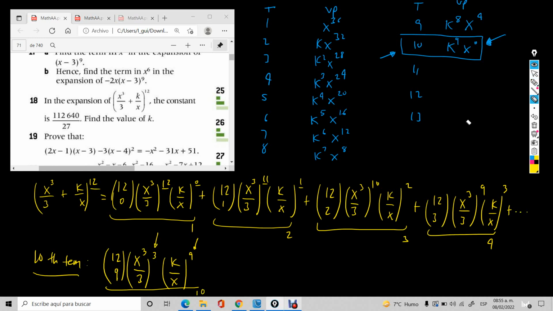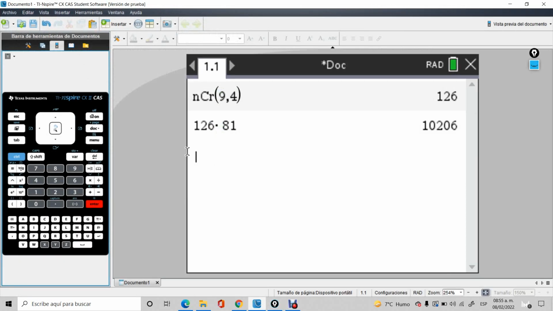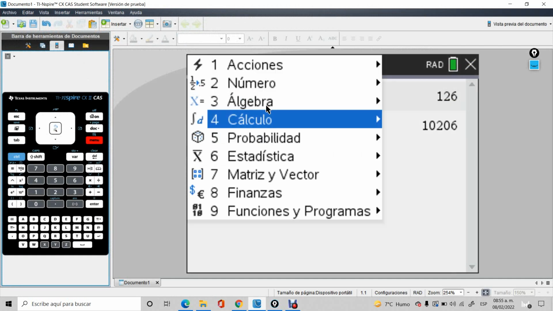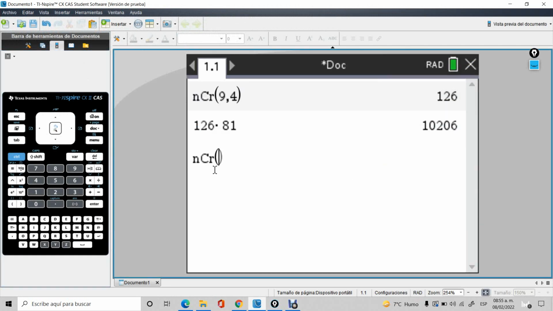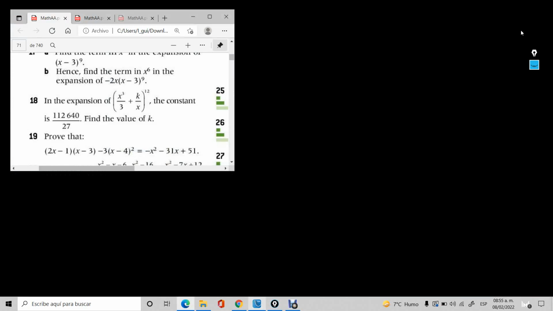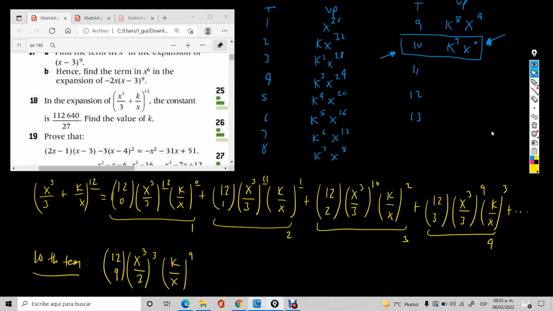So this is it. This is the term. This is it. Now it's just a matter of simplifying. 12 choose 9. Let's calculate that value. Combinations, 12 choose 9. That's going to be 220.